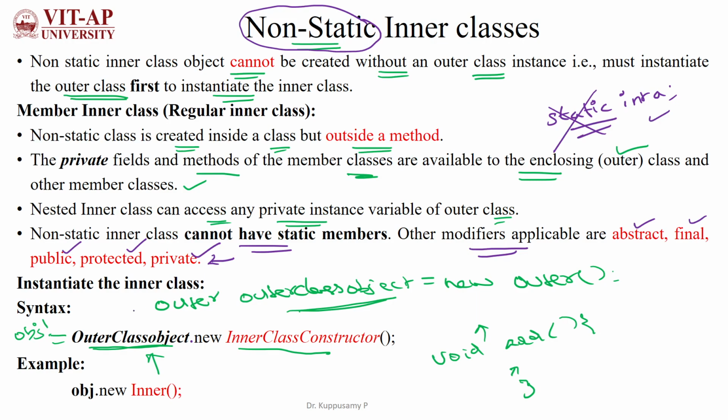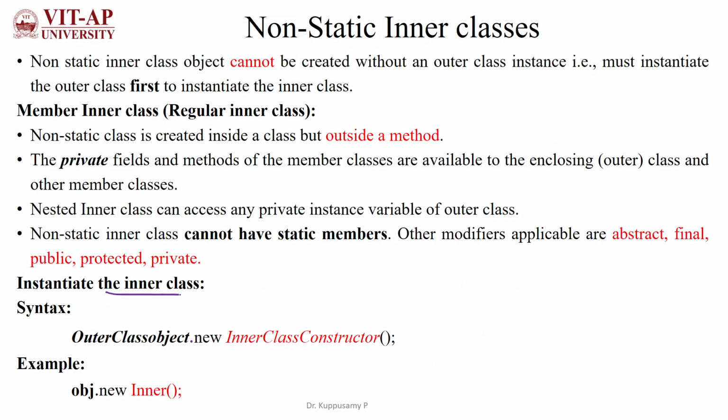methods and variables. Here we are defining the object for the inner class. First we have to define the outer class object, then using this outer class object we are creating the object for the inner class. So this is the syntax for this one. So obj is the outer class object. By using the outer class object we are going to create the inner class object.